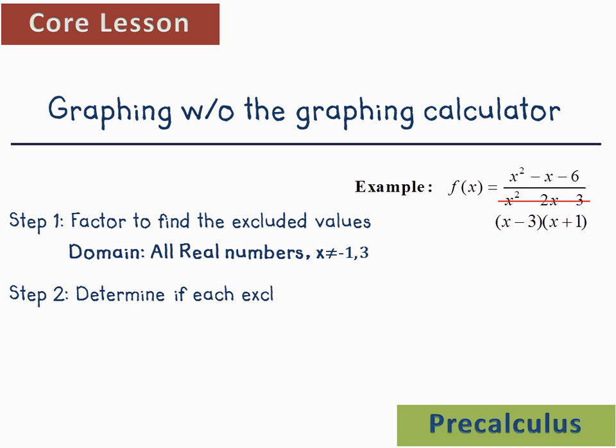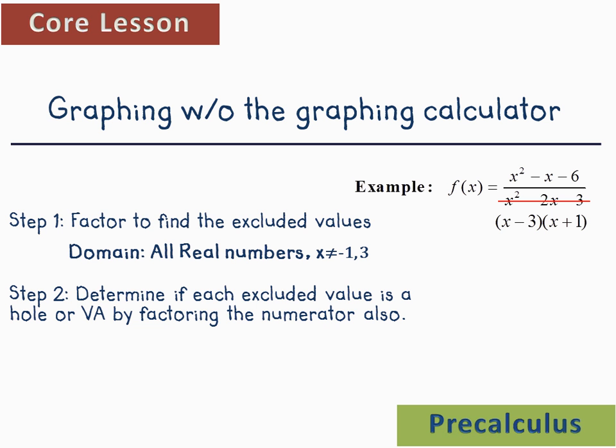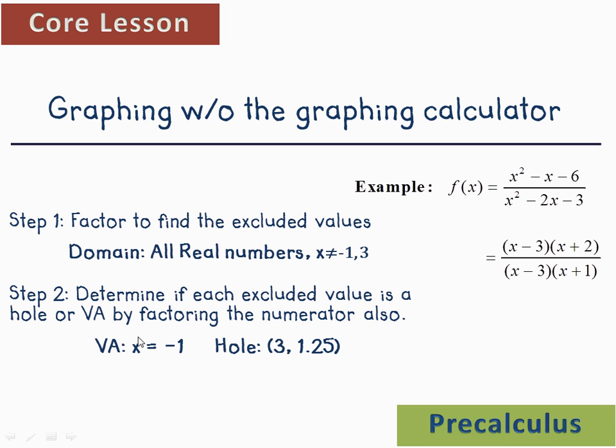The second step is to determine if each excluded value is a hole or a vertical asymptote by factoring the numerator also, because remember, if one of the denominator's factors cancels out with the numerator, then that becomes a hole. So I factored the numerator and the denominator, and you can see, as we saw before, that the x minus 3's cancel. So the vertical asymptote must be the other one that did not cancel out, which is -1. And we know the hole is at 3 because those factors crossed out.